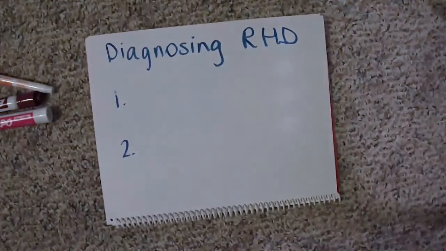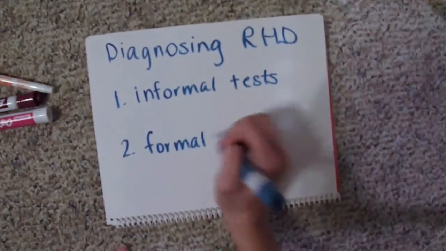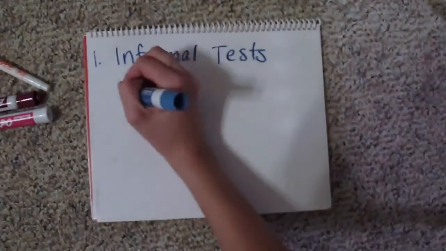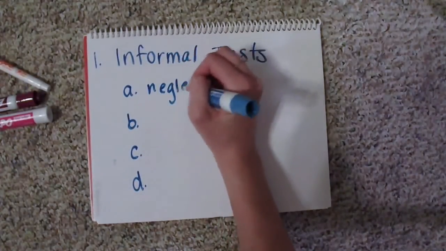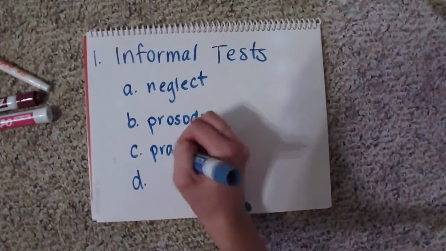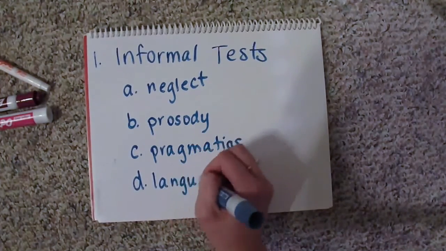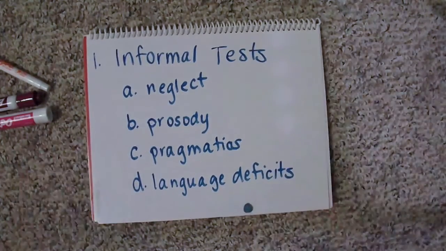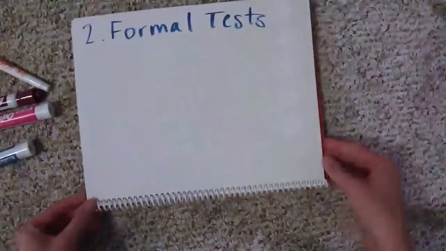We can use both formal and informal tests to diagnose the communication disorders associated with right hemisphere damage. Informal tests can be used to assess neglect by having the patient draw asymmetrical objects or perform various reading and writing tasks, prosody by having the patient listen to sentences and producing a matching facial expression, pragmatics by noting a patient's eye contact, turn-taking, or topic maintenance skills, and language deficits by using various probing questions.